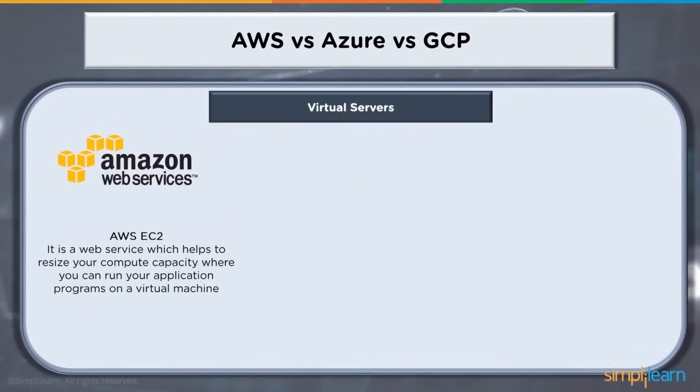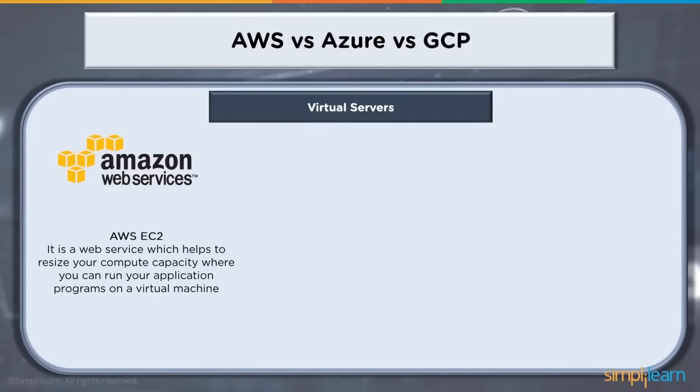When we talk about virtual servers, Amazon's EC2, that is Elastic Compute Cloud, is a web service which basically helps to resize your compute capacity, where you can run your application programs on a virtual machine. So using the EC2 service, you could launch virtual instances that could have any distribution of Linux or Windows. You could have different specifications when it comes to RAM or CPU cores or disk. You could also decide on what kind of storage a particular instance should use, whether the storage should be local to the instance or whether that should be an elastic file system or even an object storage.